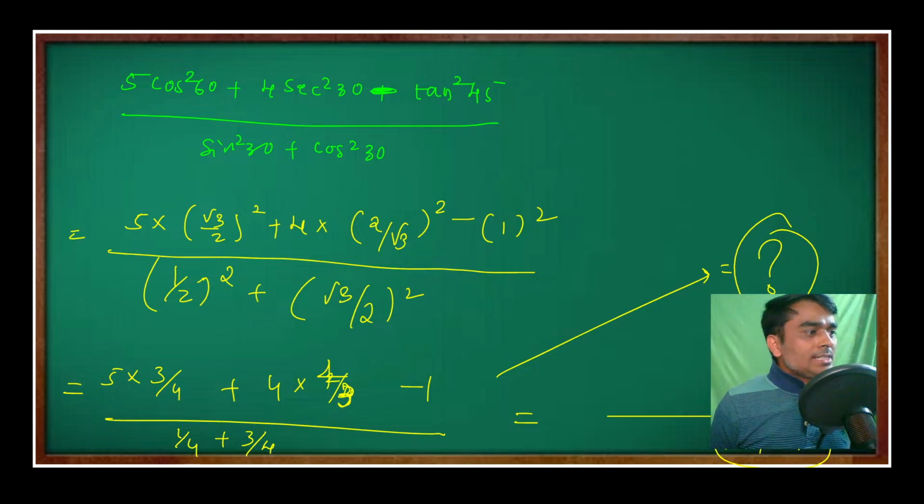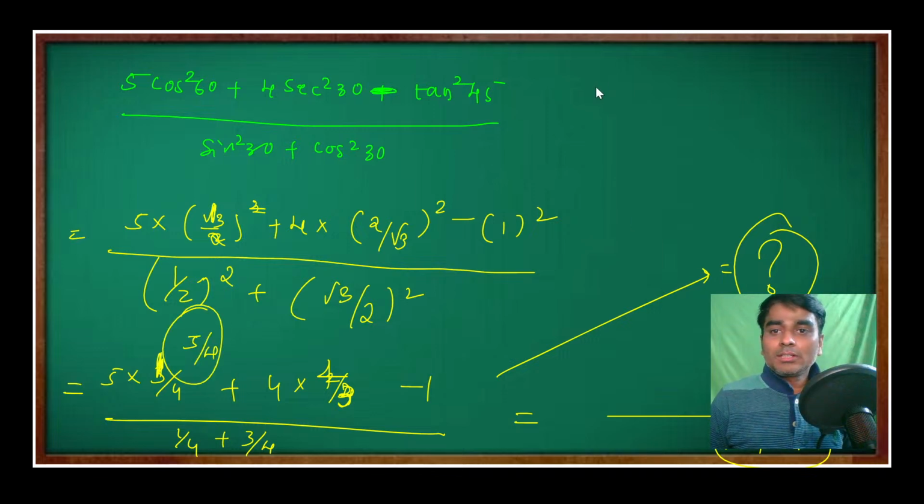Sir, cos 60 is 1 by 2. Cos 60? Where is cos 60 here? Sin 60 is root 3 by 2, cos 60 is 1 by 2. Correct? 1 by 2 squared is 1 by 4. So 5 by 4, this will be 5 by 4.